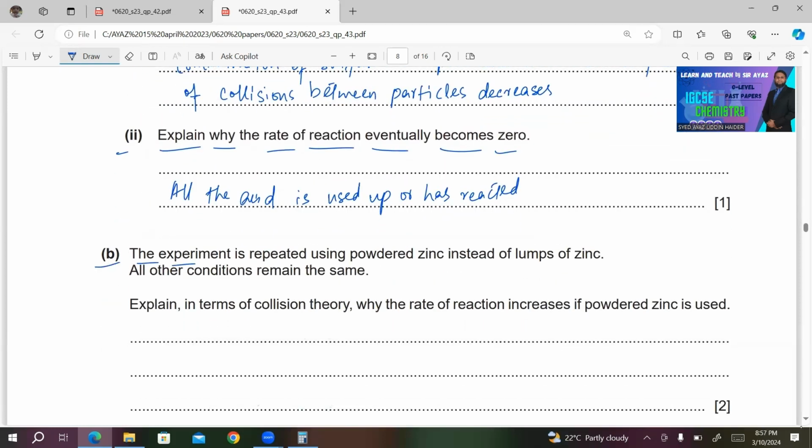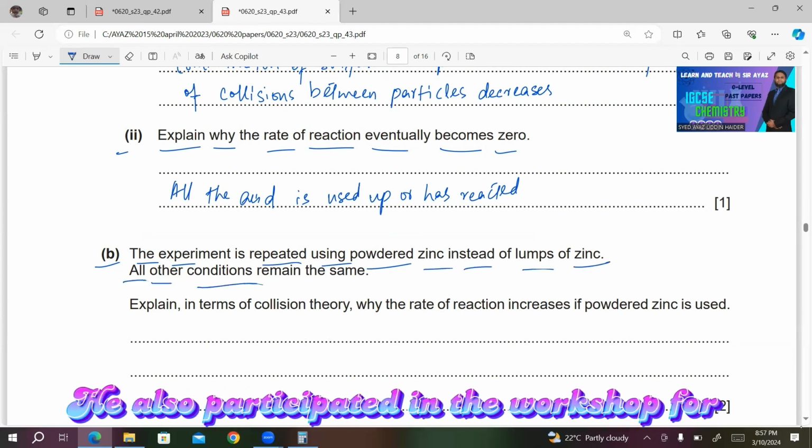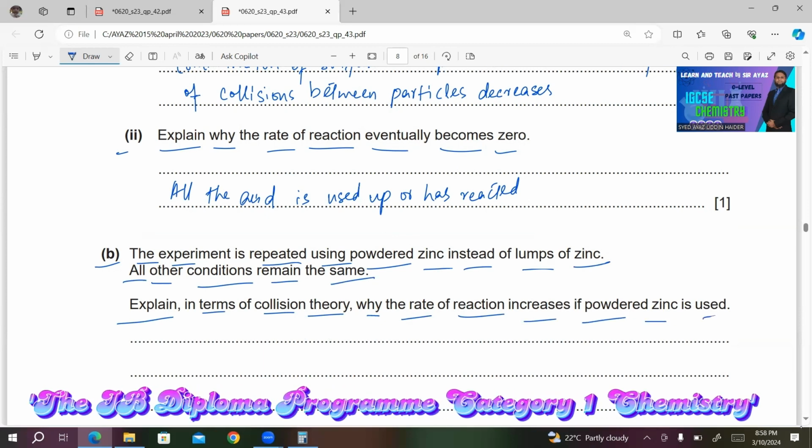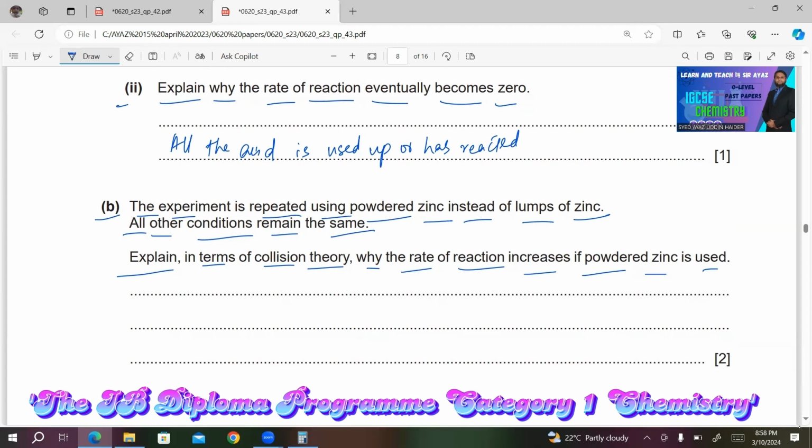B, the experiment is repeated using powdered zinc instead of lumps of zinc. All other conditions remain the same. Explain in terms of collision theory why the rate of reaction increases if powdered zinc is used. The powder form has greater surface area, the frequency of collisions between particles increases.